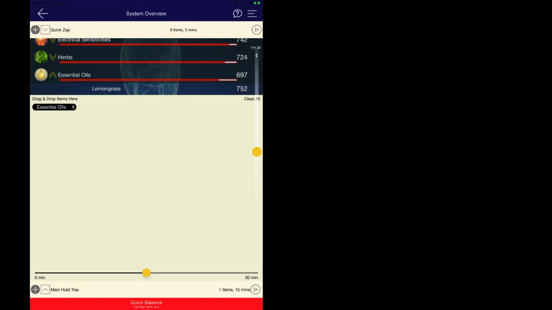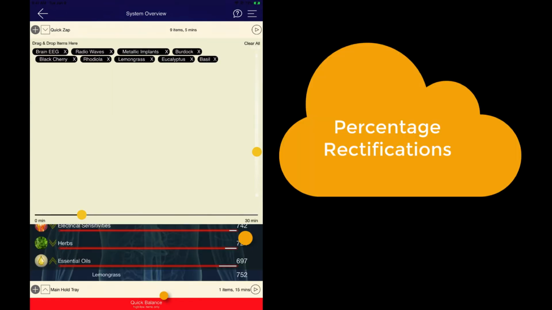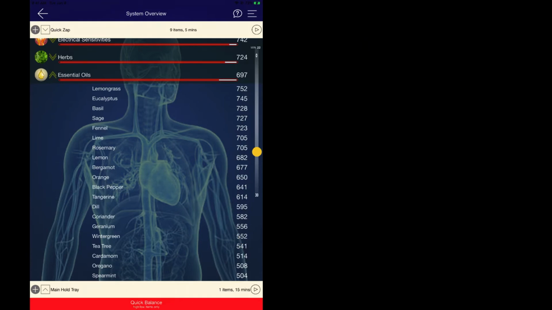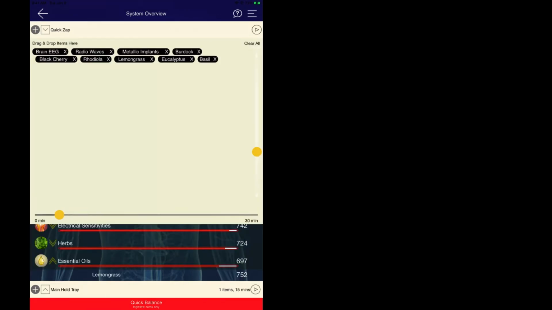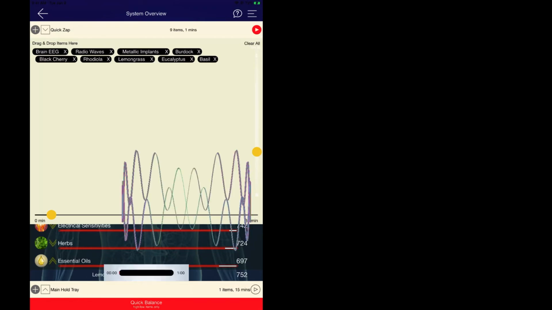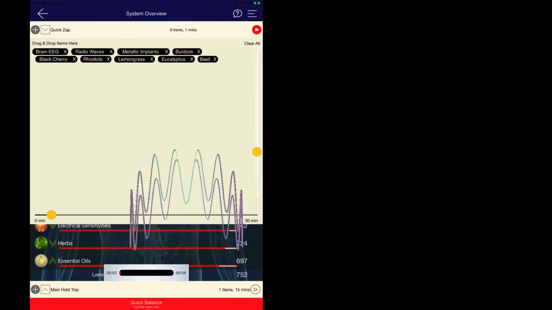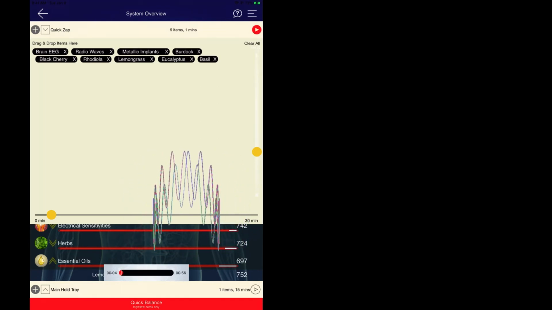In this module, we will be discussing the percentage rectifications. In other words, after you have provided balancing or stimulation using the quick zap or the main hold tray or even the quick balance tray, a percent rectification will be displayed. Let's just go ahead and select this down to 1 minute and click start. So we can review what the percent rectification means.